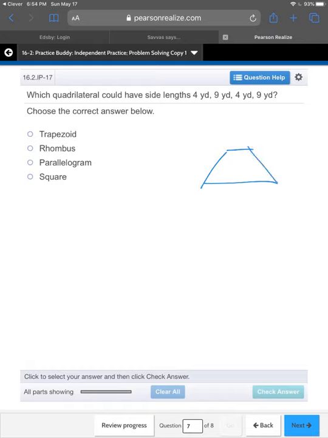Okay, so could I put these on a trapezoid? I could do like 4 and 4 here. I could do 9 here, but would that be 9? No, so that doesn't make sense. So it's not a trapezoid.